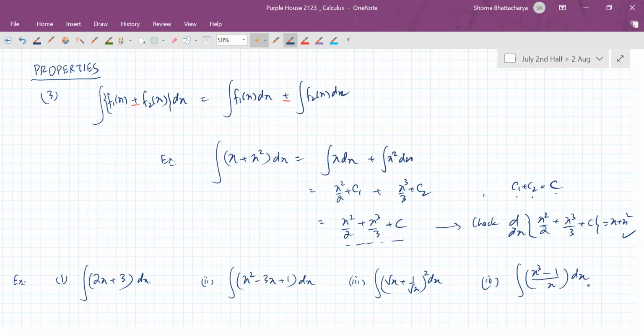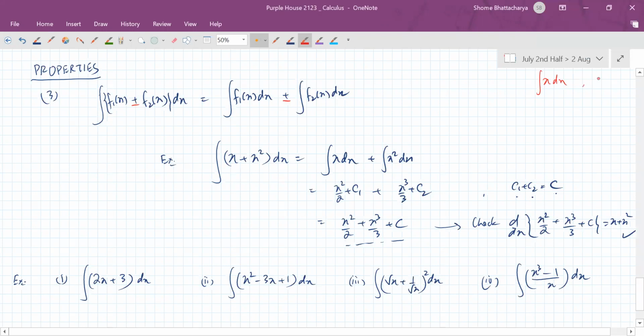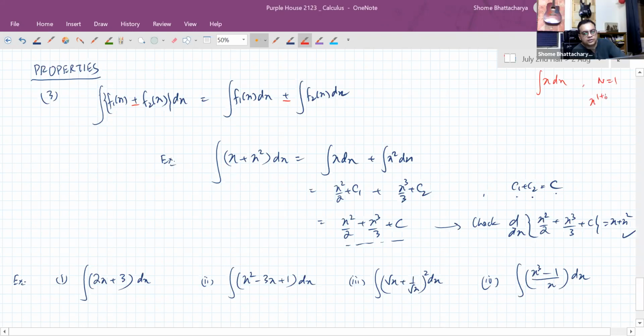Sir, in the example which you wrote for the third property, you wrote integration of x dx, you wrote x square divided by 2 plus c1, right? Can you tell me how x square by 2 came? Yes, that is integration of x. What is the power of x, beta? 1. Okay, sir, understood. So n is equal to 1. So x to the power 1 plus 1 upon 1 plus 1.